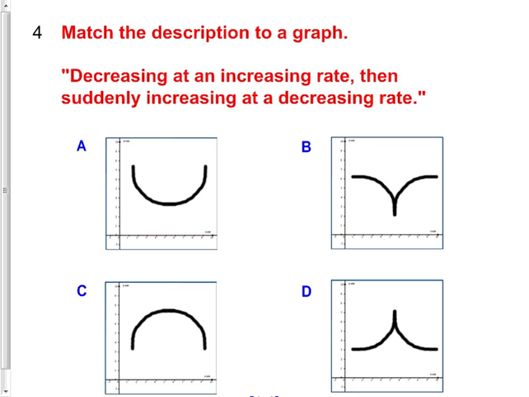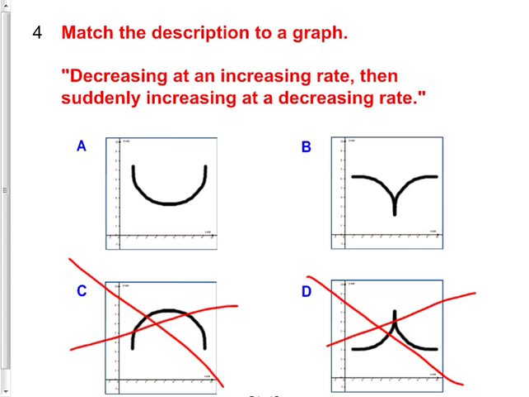All right, number 4. Decreasing at an increasing, then suddenly increasing at a decreasing. Well, again, you could narrow down so fast. As soon as you know it starts out decreasing, do you get it can't be this one? Because that's increasing. Same with that one. That's increasing. Now it's only a choice of two. That's what I'd do if I were you.